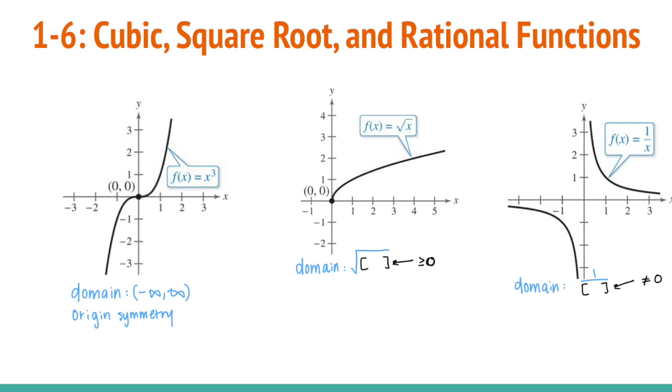Let's talk about our cubic function, x to the third power. So again, there's no restrictions on the domain. That goes from negative infinity to infinity. It does have origin symmetry. We know it's an odd function.